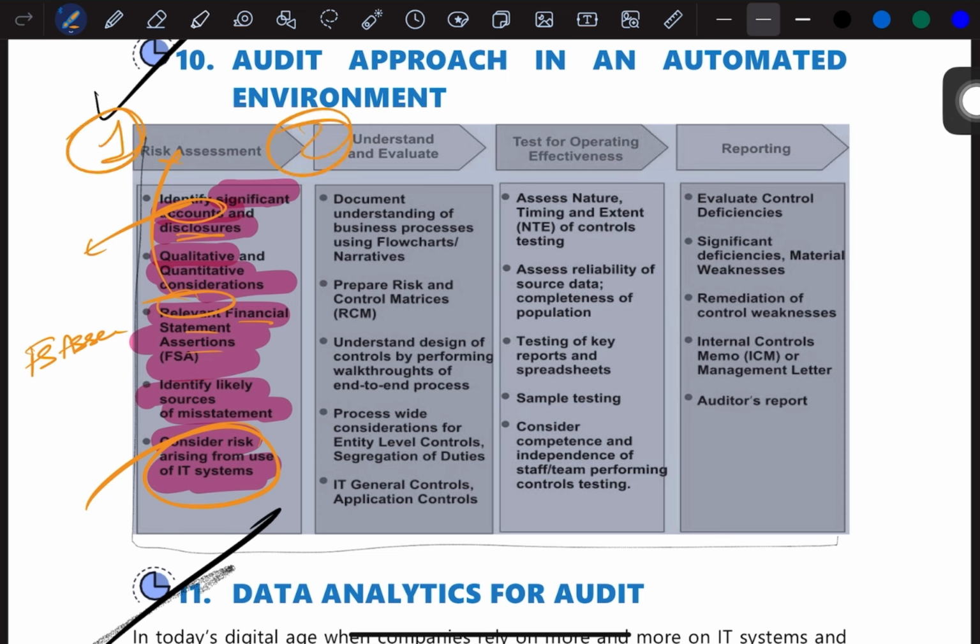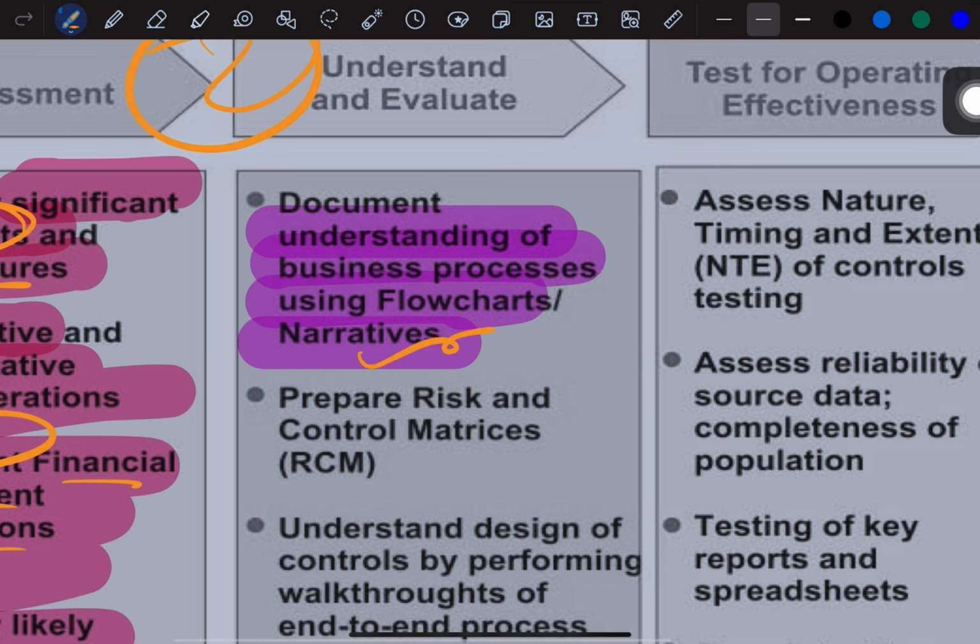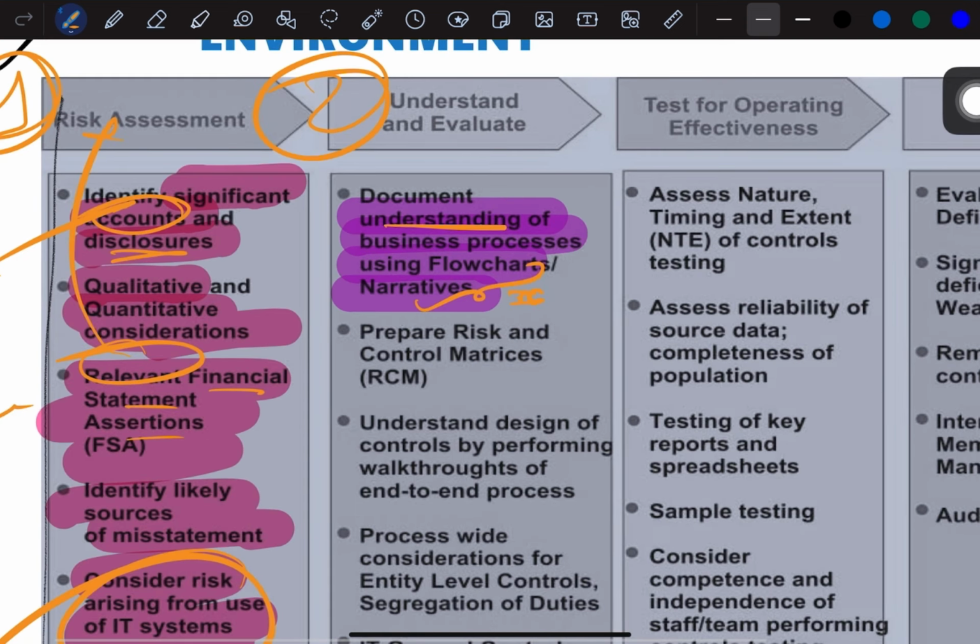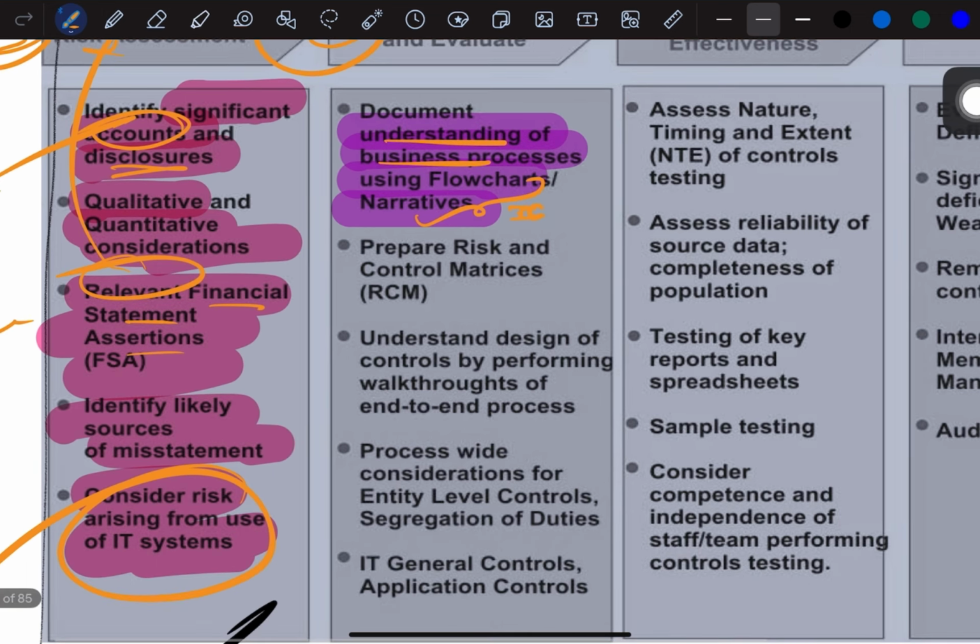First step, risk assessment. Second step is understand and evaluate. Then what you will do is that you will understand the business processes using flowcharts and narratives. So we have read about flowcharts and narratives in the internal control video. Prepare risk control matrices, so you can remember RCM. Then understand the design of controls by performing walkthroughs of end-to-end processes. From one process to another process, do a thorough walkthrough.